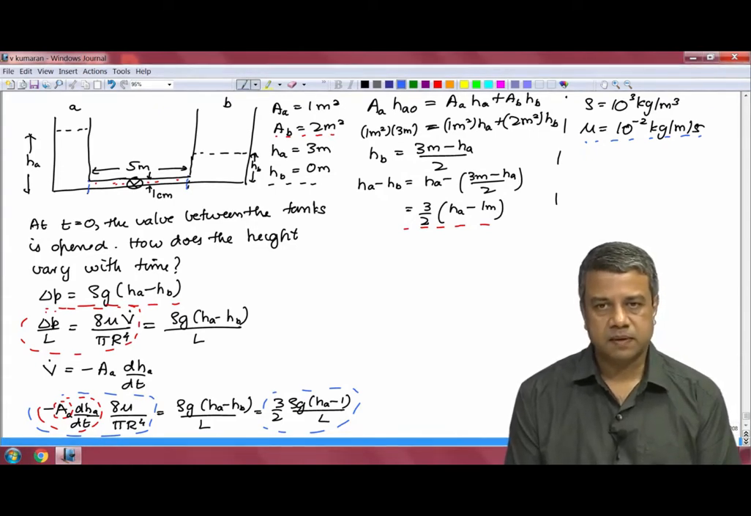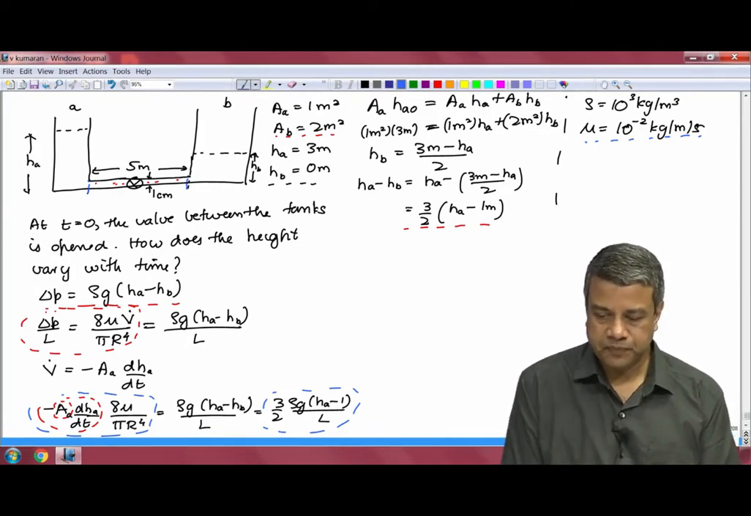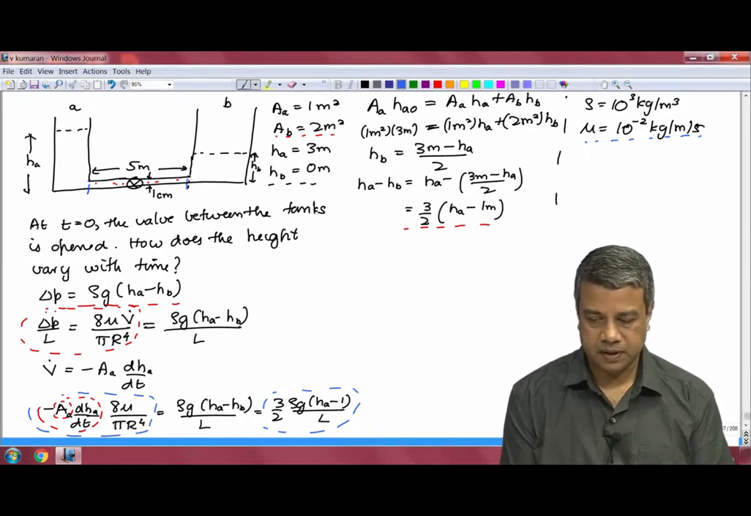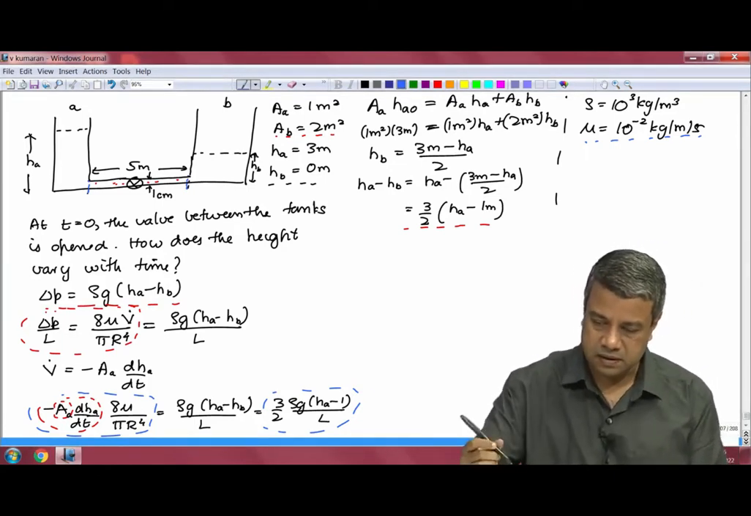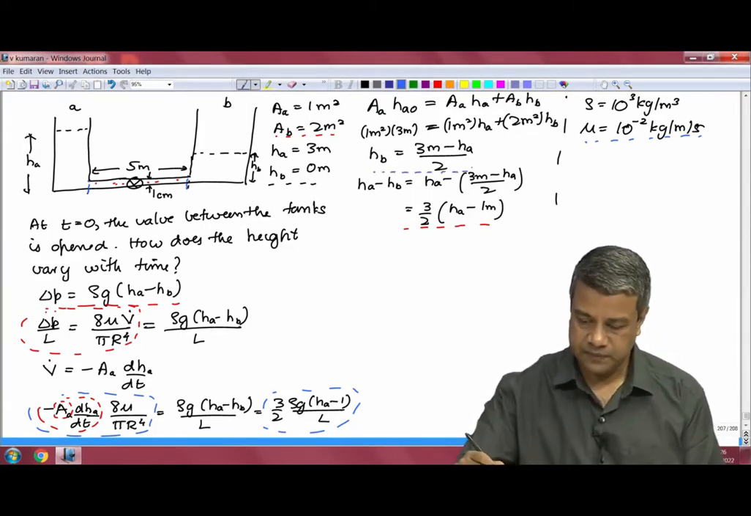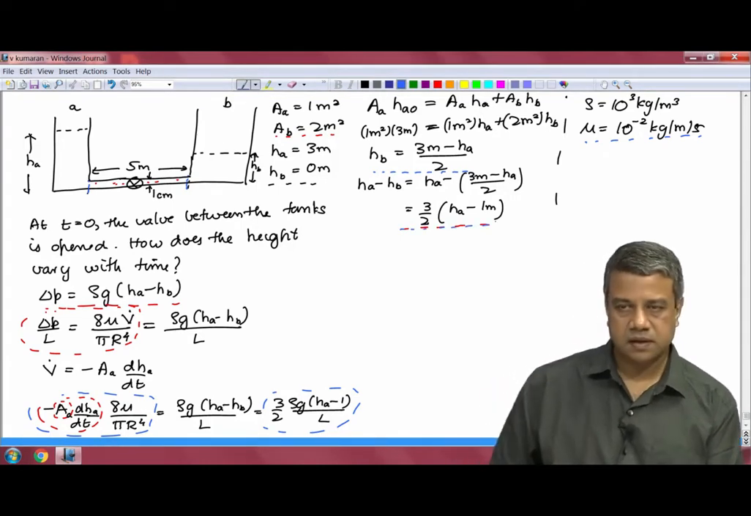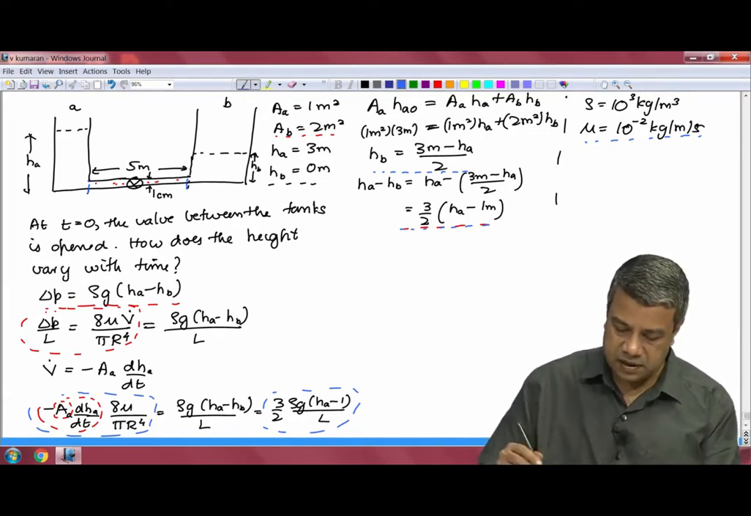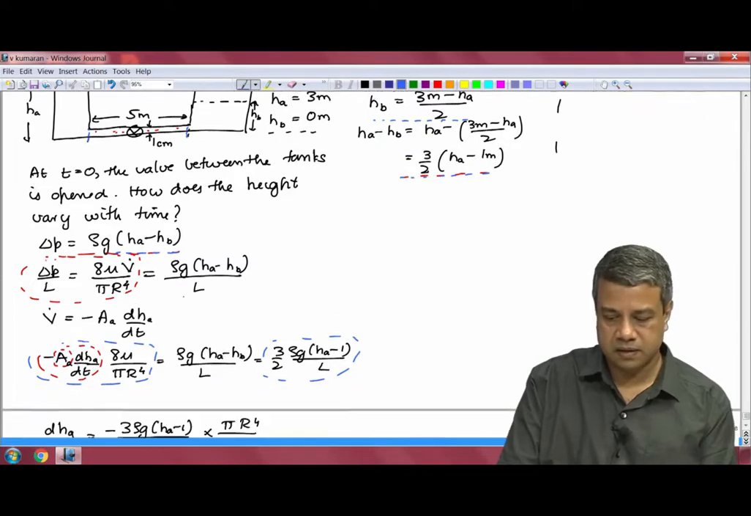The relationship between the 2 heights emerges from the volume conservation condition. Initial volume in tank A is the area of tank A times the initial height. At any time, the volume is area of tank A times height of tank A plus area of tank B times height of tank B. And from that condition, we got an expression for the height of tank B in terms of the height of tank A, and the difference in heights in terms of the height of tank A. This difference in height is what is driving the flow between the 2 tanks.